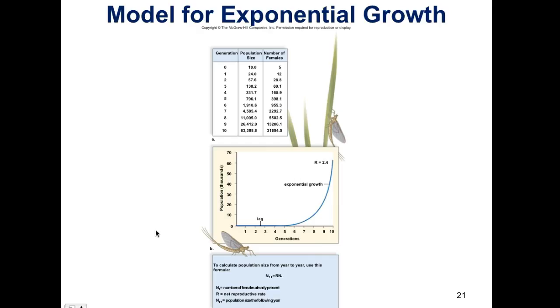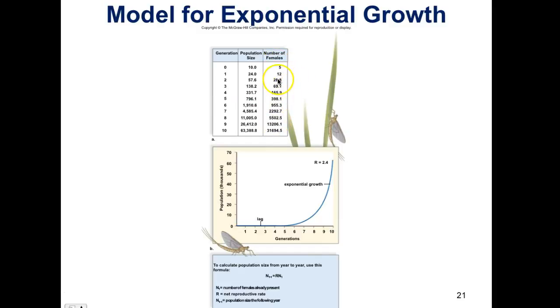So if we look at the curve here, this would be a mayfly. You could see generation 0, first generation, second generation, third generation, the population size itself, and the number of females in that population.